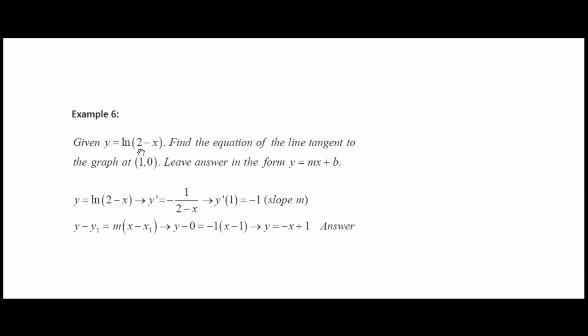So we have our point, we need slope, so we need derivative. So the derivative of this is the derivative of this quantity, which is -1.